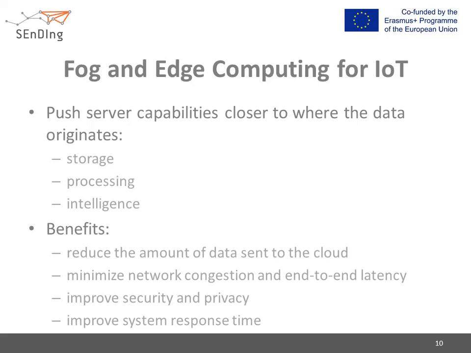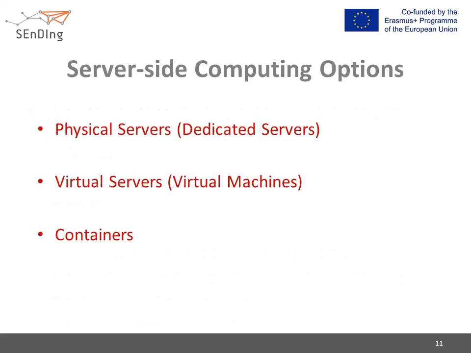These architectures share similar objectives, namely, to reduce the amount of data sent to the server-side infrastructure, to tackle connectivity bottlenecks, thus leading to a decrease of network congestion and end-to-end latency, to improve security and privacy of data, and to improve system response time in remote mission-critical applications.